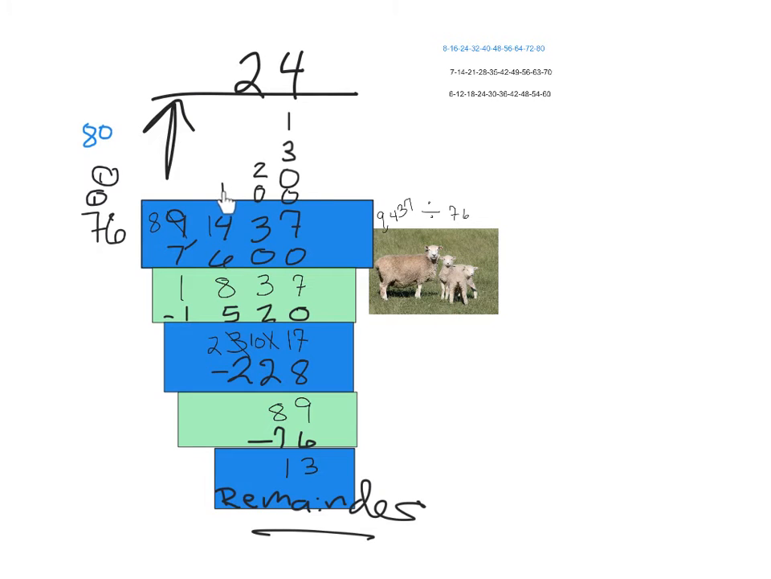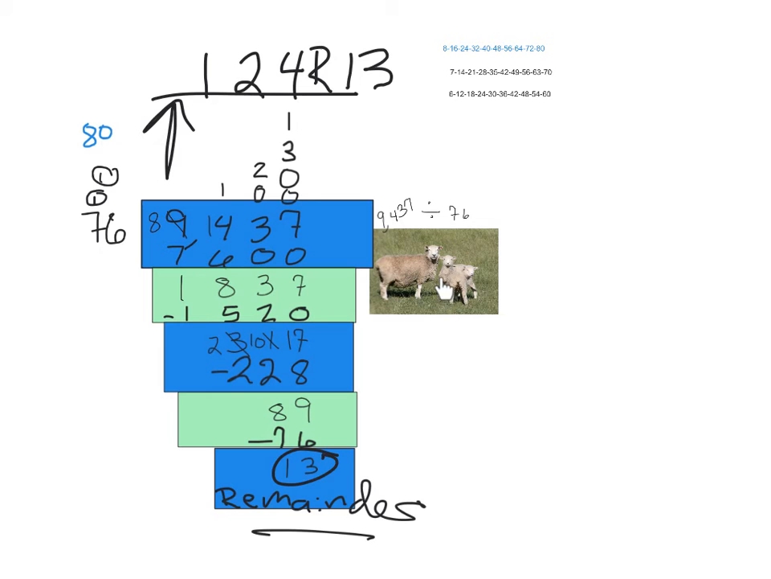And then right here, I'm going to just bring this 1 straight on up. And then I've got a remainder of this 13 down here. So I'm going to put remainder 13. And that, my friends, is your answer, 124 with a remainder of 13.